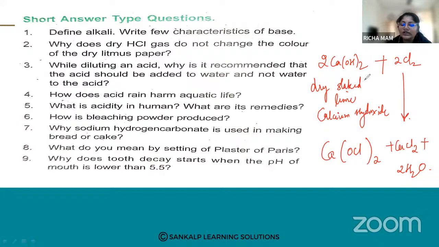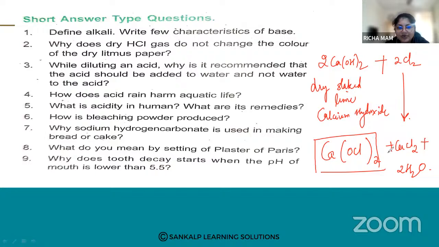So this is a chloralkali process, from which you can obtain your chlorine. Bleaching powder is produced by reacting dry slaked lime with chlorine gas, by passing the chlorine gas over the calcium hydroxide. You are going to get the bleaching powder, CaOCl2. Got it? I hope you have noted down.